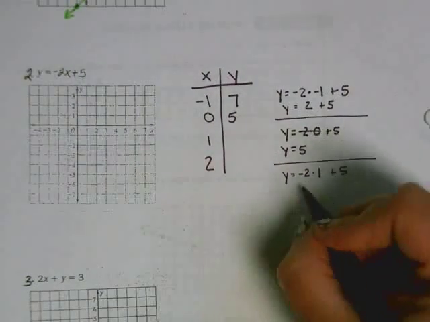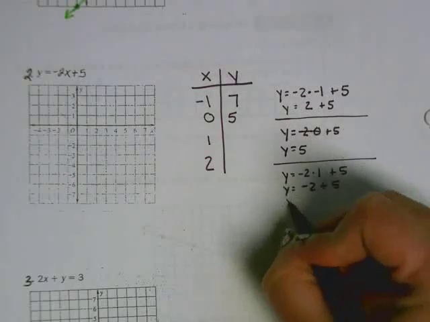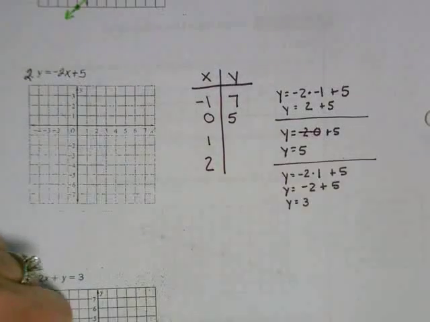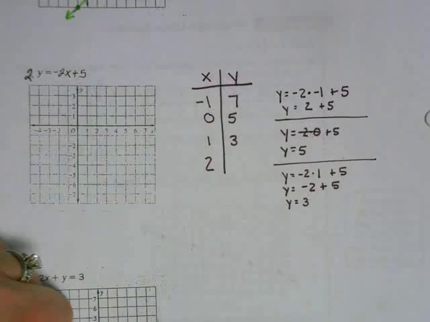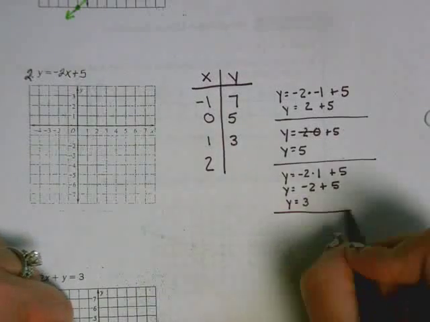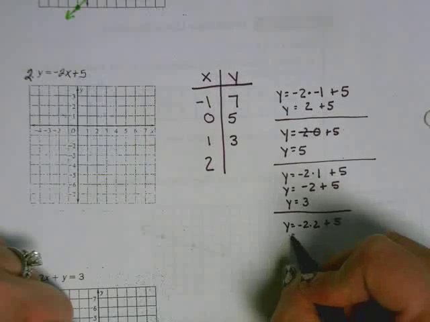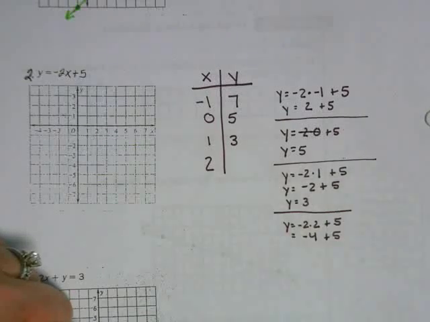Negative times a positive is a negative, -2 plus 5. I'm keeping my y equals there. And -2 plus 5 is 3. So we plugged in x equaled 1. We got that y has to equal 3 for it to be true. And then our last one, -2 times 2 plus 5. So that would be -4 plus 5, which ends up being a +1.